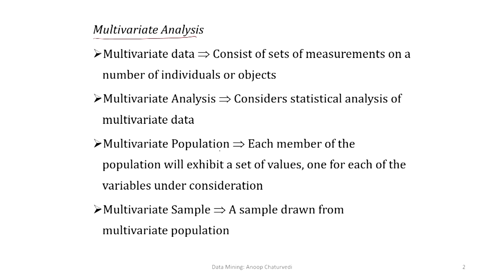Now, in a multivariate population, each member of the population will exhibit a set of values, one for each of the variables under consideration. So, you have a set of variables and each member will exhibit a set of values on each and every variable under consideration. And if we draw a sample from a multivariate population, then obviously we get a multivariate sample in which each and every sample observation is on a set of variables.